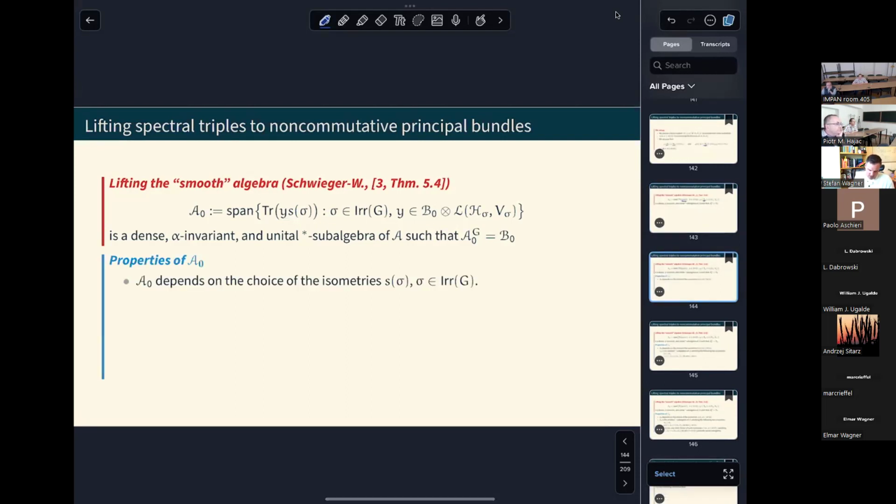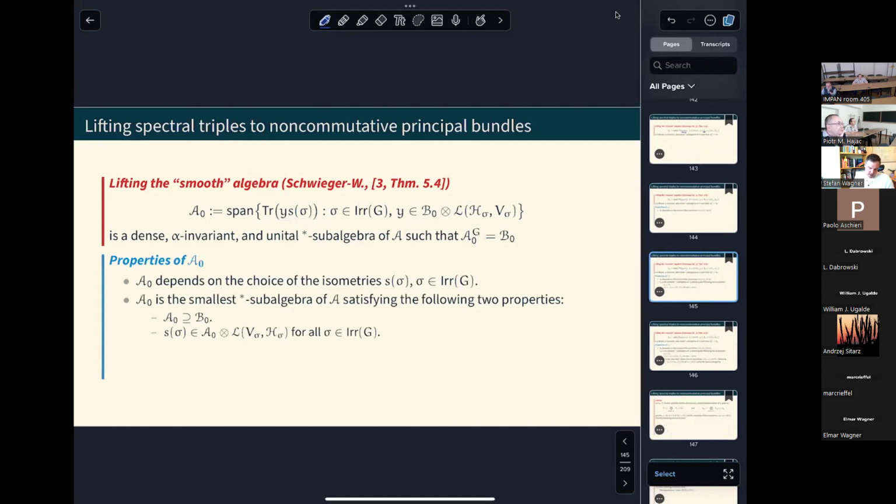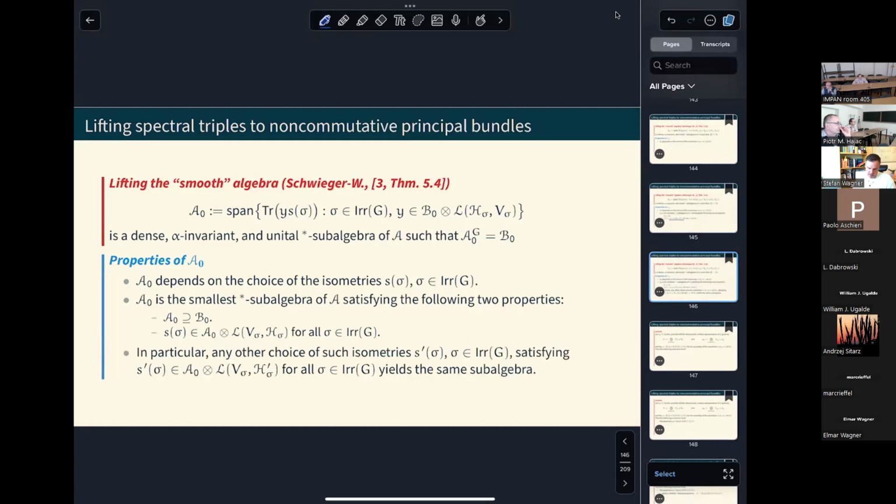Again, this A0 depends on the isometries. It's characterized by the fact that it's the smallest star subalgebra satisfying the properties that B0 is in A0 and that S sigma is in the tensor product of A0 and the operators here, which in turn means that any other choice of isometries lying in this tensor product yields the same subalgebra. But again, this is one of my open questions: how much the construction depends on S sigma.